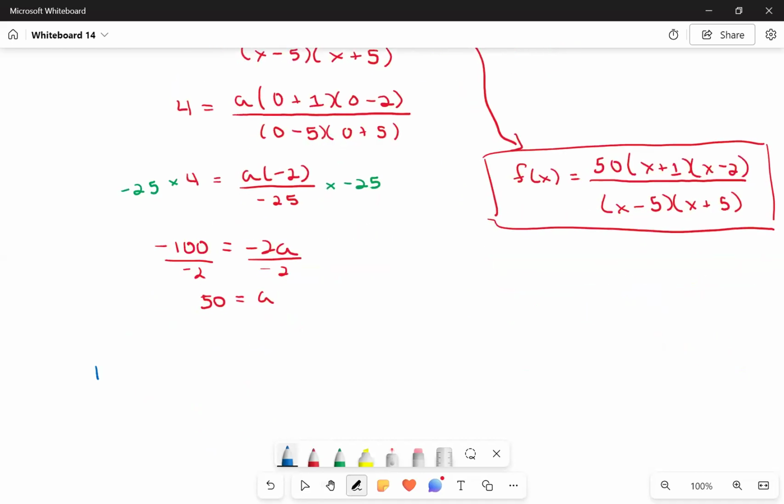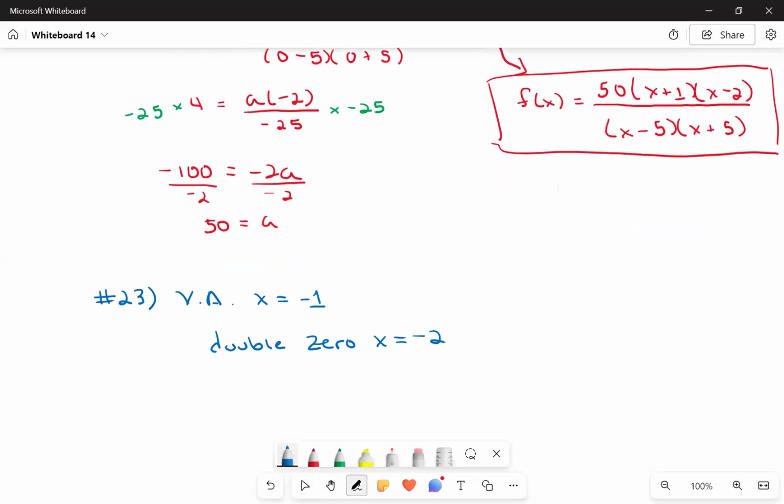So read me all the information. Vertical asymptote at x equals -1, double zero at x equals 2, y-intercept at (0, 2). Sorry, x equals -2 is the double zero, and what was the last one? Oh, x equals 2, not negative. Okay, and then the y-intercept is at (0, 2). Okay, do I have that all written correctly? Yeah.